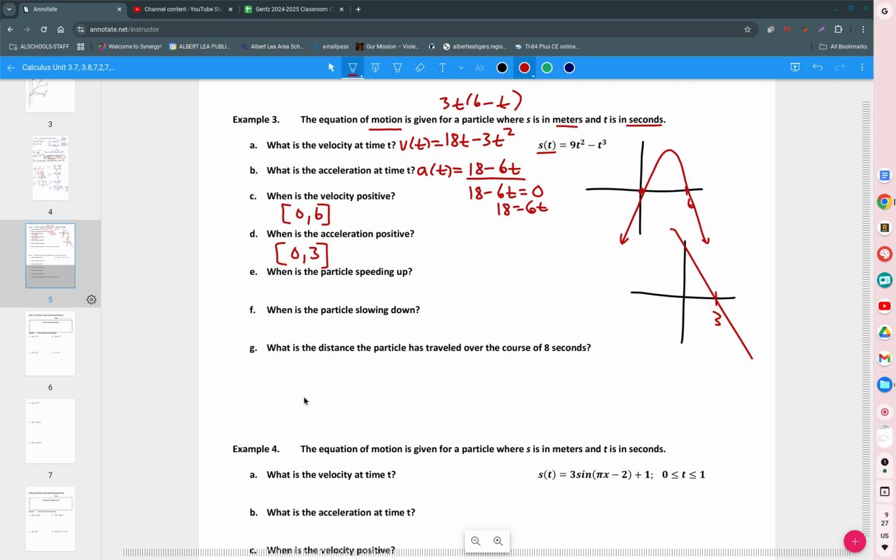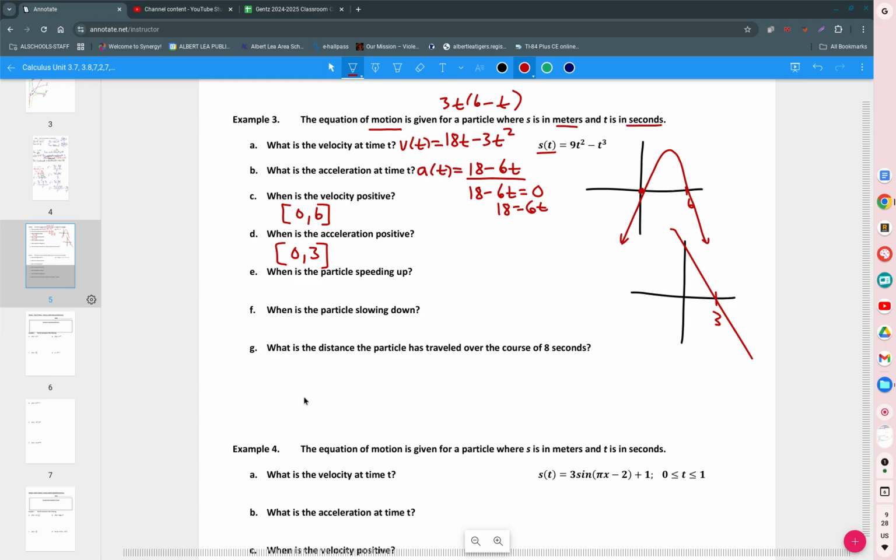Try another one. Velocity positive or negative? Positive. Acceleration? Positive as well. So I was accelerating, right? So was I speeding up or slowing down? Speeding up. Notice that when the velocity was positive and the acceleration was positive, I was speeding up.